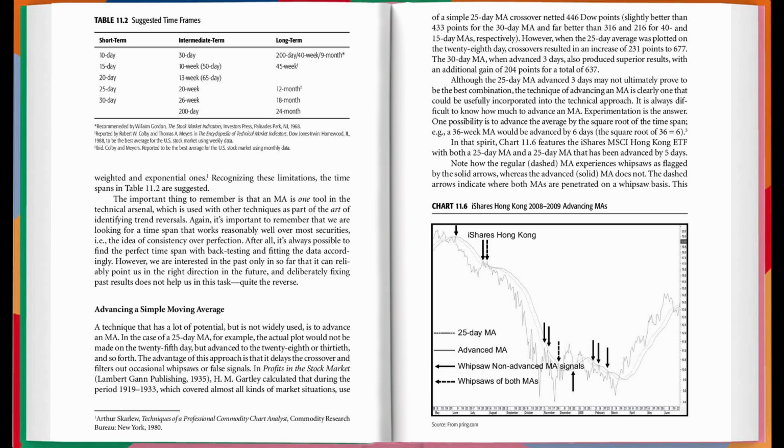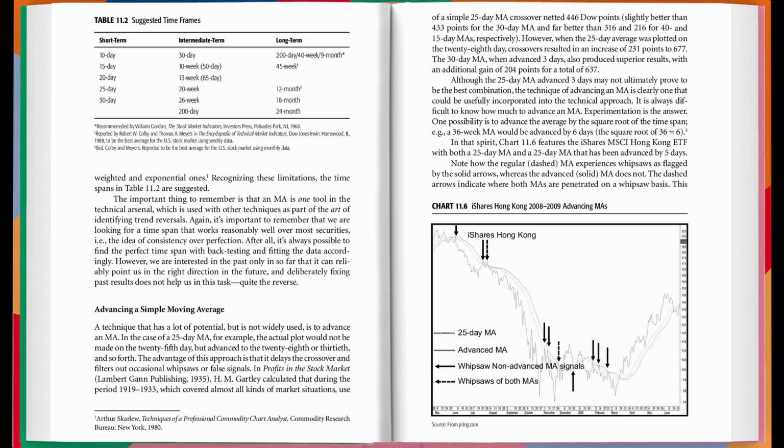The important thing to remember is that an MA is one tool in the technical arsenal, which is used with other techniques as part of the art of identifying trend reversals. Again, it's important to remember that we are looking for a time span that works reasonably well over most securities, i.e., the idea of consistency over perfection. After all, it's always possible to find the perfect time span with backtesting and fitting the data accordingly. However, we are interested in the past only insofar as it can reliably point us in the right direction in the future, and deliberately fixing past results does not help us in this task.